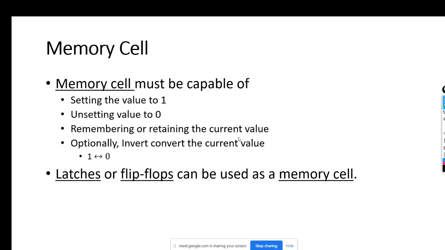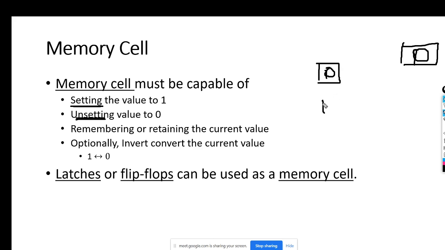As I told you, the memory cell means we must be able to set the value to 1, that is the memory cell is having 1. We must be able to unset the value to 0, that means at any time we must be able to change it to 0. When we change the value of a memory cell to 1, we say we set it. When you change it to 0, we say we unset it. So you have to understand the words first. And also it must be able to remember that one.